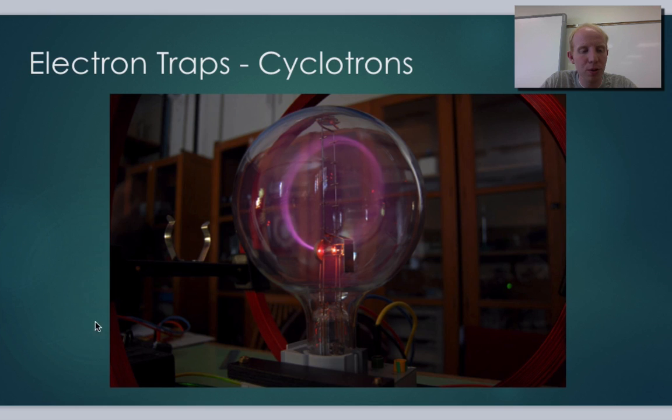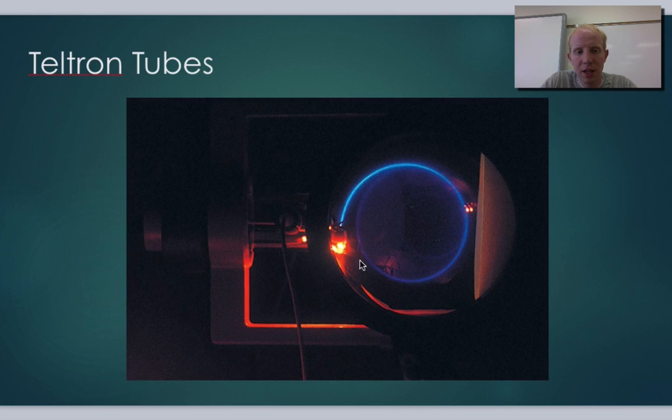They're really cool looking devices. Here's another one. It's called a Teltron tube. Same idea. You can see how much of a radius it has, and you can use that to determine the magnetic field strength. But there we go. That is magnetism in a nutshell.